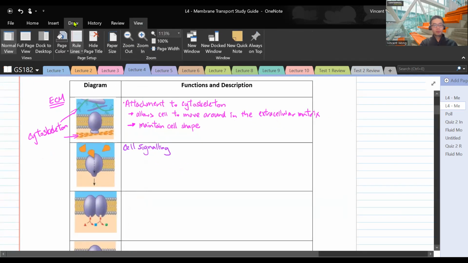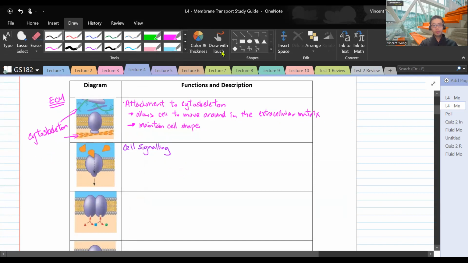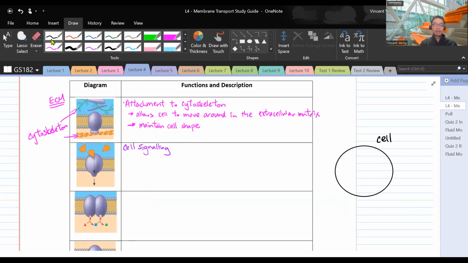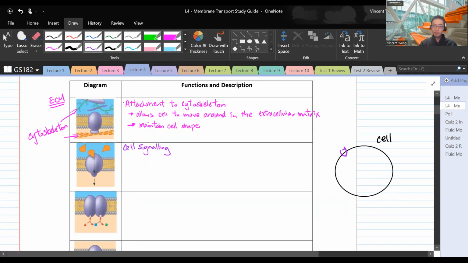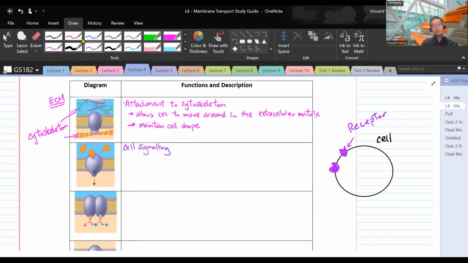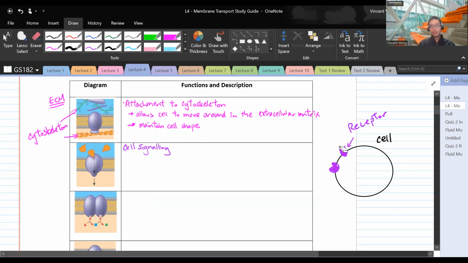Let me just draw a diagram for you to help you understand this. So there is your cell, and on the surface of the cell, you would have these receptors. And now these receptors, they would have a particular shape. Okay, so let's label that first. These are receptors. And the shape has to correspond to the signaling molecule. So in order for the molecule to bind to it, it must have the complementary shape.